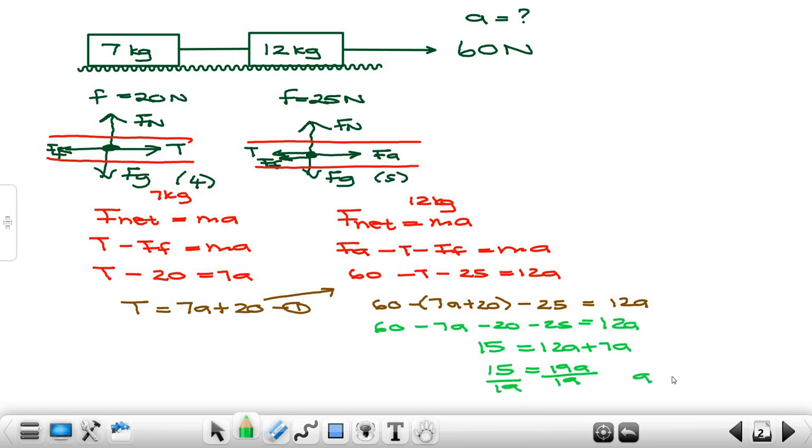So A is going to be equal to 0.79 meters per second squared, right? And that's a simultaneous equation.